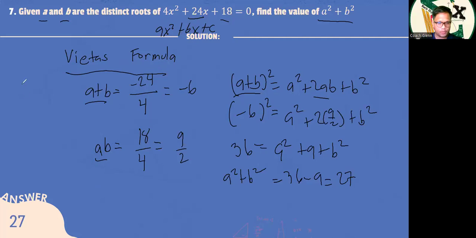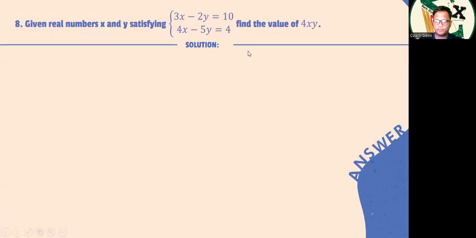I think there are no more questions, so let's move on to the next problem. Number 8. Given that the real numbers x and y satisfying 3x minus 2y is equal to 10 and 4x minus 5y is equal to 4, find the value of 4xy. So this is a system of equations. So the first thing that we can do here is elimination. So that's my preferred way of solving.